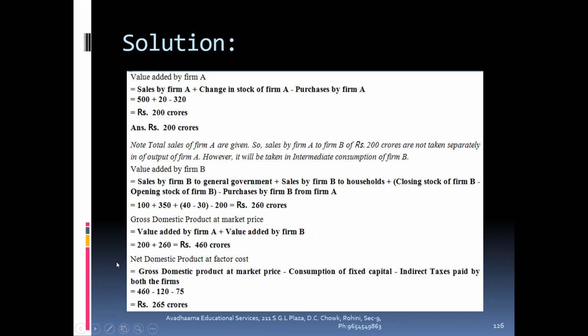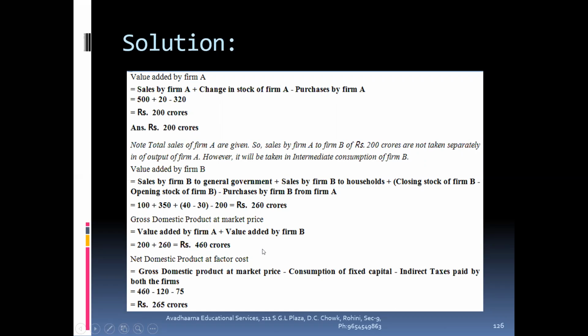Now, if I need to have the answer in the form of net domestic product at factor cost, for converting gross into net, let's subtract the depreciation, which is nothing but consumption of fixed capital. And then for changing market price into factor cost, again, we have to subtract indirect taxes paid by both the firms. So if we do that, 460 minus 120 minus 75 is going to give me NDP at FC, which is equal to 265 crores.